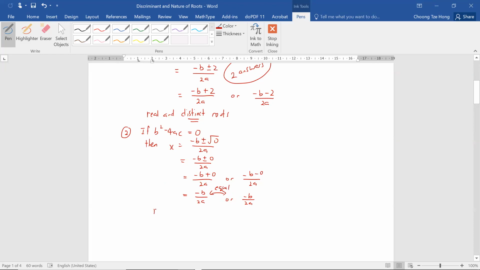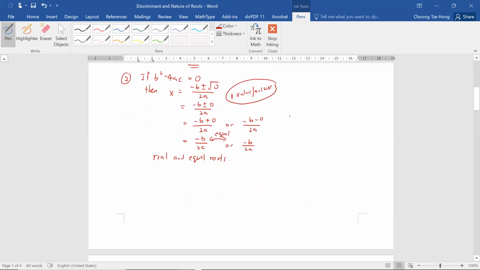So this one is what we call real and equal roots. Okay, that means two answers, but the two answers are the same value. That means in other words, just one value only. One value or one answer, or one distinct answer. Right? So can you see the difference now? All right, when the b square minus 4ac changes from a positive value to 0.